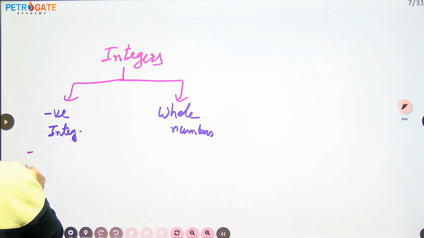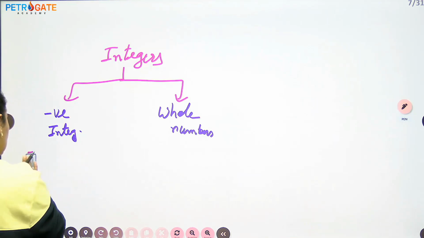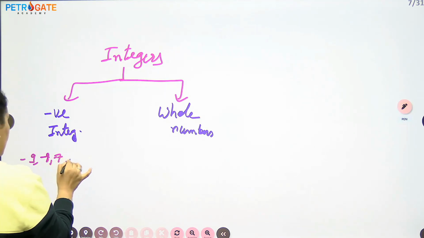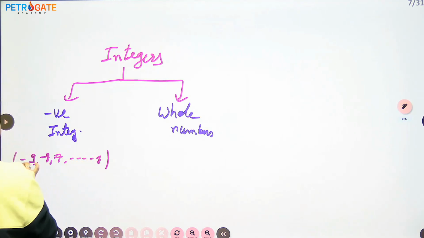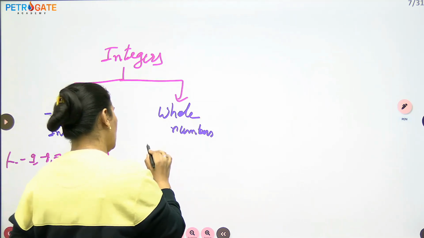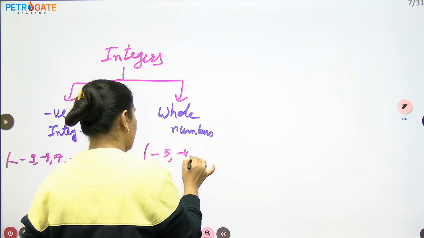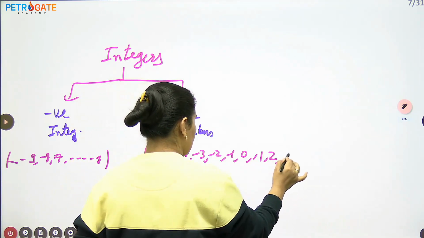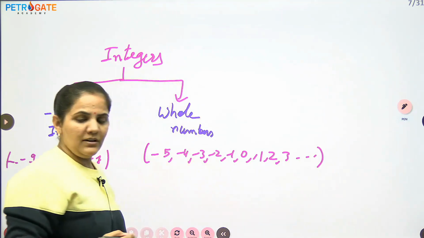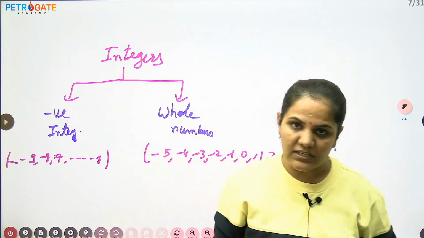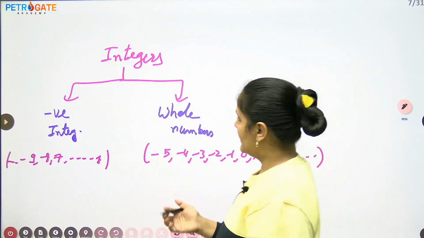When we talk about the negative numbers, it is -3, -2, -1, whatever it can be. Even you can write down -9, -8, -7, up to -1. These are the negative integers and so on. When we talk about the whole numbers, it contains -5, -4, -3, -2, -1, 0, 1, 2, 3 and so on. Means the whole numbers will cover negative integers, positive integers and 0 itself. Clear? So these are the whole numbers.